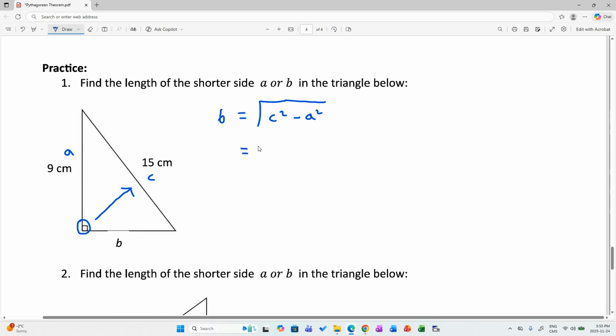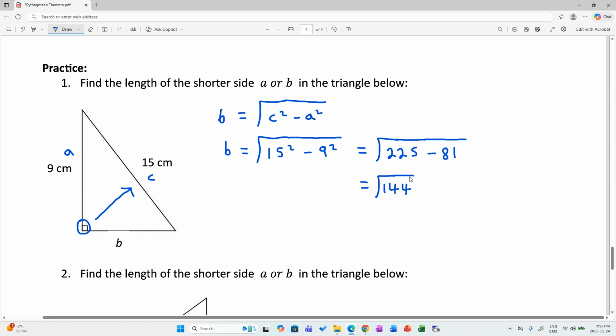Okay, in this case, let's find out what B is. Instead of C squared, I'm going to write 15 squared because C is 15. Now, instead of writing A, since A equals 9, I'm going to write 9 squared. So I have 15 squared minus 9 squared. 15 squared is just 15 times 15, that's going to be 225. All right. Now, 9 squared is just going to be 81. Okay, great. So now I have 225 minus 81, which is simply going to be 144.